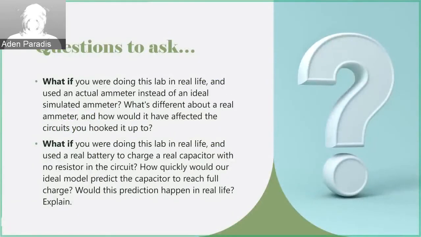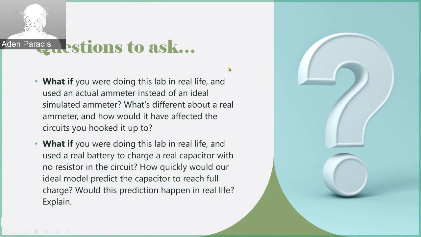Some questions to ask about this experiment. If we were doing this lab in real life and used an actual ammeter instead of an ideal simulated ammeter, what's different about a real ammeter and how would it have affected the circuits you hooked it up to? For this experiment, we assumed that the ammeter had 0 resistance and that the wire had 0 resistance as well. So we would have to add the resistance of the actual ammeter to the equation, and the resistance of each individual resistor would decrease a little bit because we add a little bit of resistance to the equation.